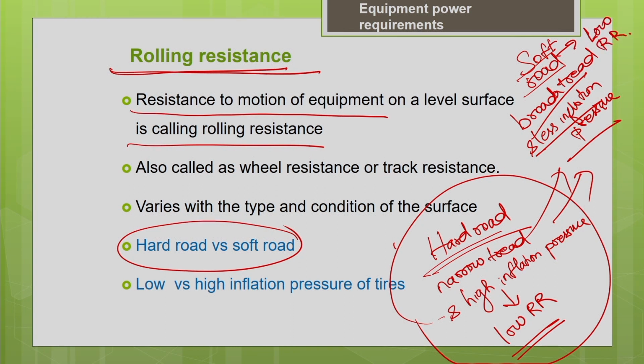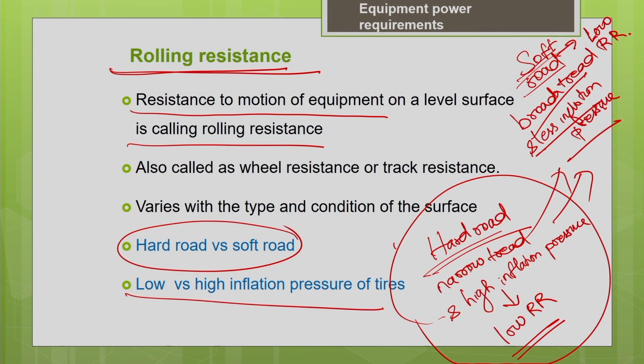So the things which are favorable for the hard road are not favorable for the soft road. You should note that. For the soft road, I need a tire with a broader contact area so that it won't sink much into the softer road, and also a tire with lesser inflation pressure, so that it won't sink much. Accordingly, you have to make the selection of your mounting so that you can have lesser rolling resistance. So now we have discussed all the factors which affect the rolling resistance.